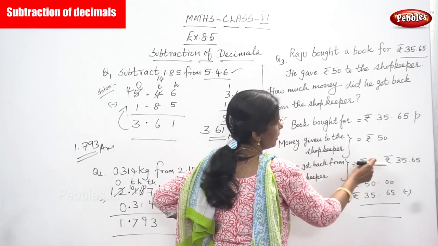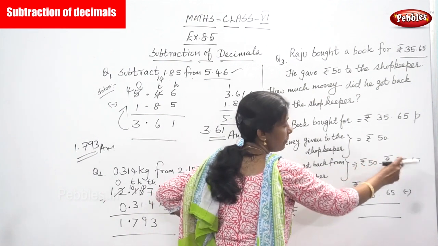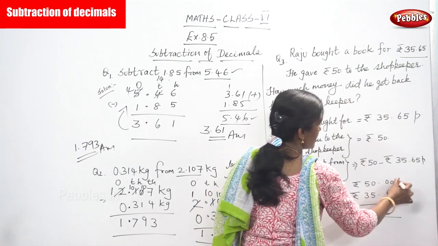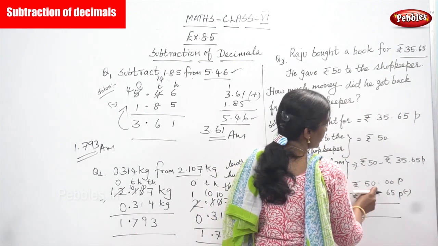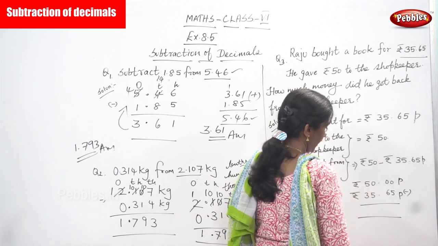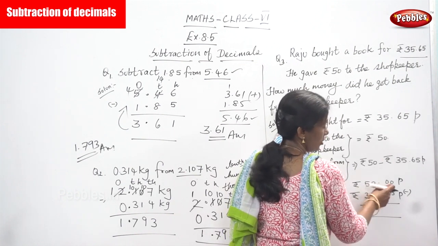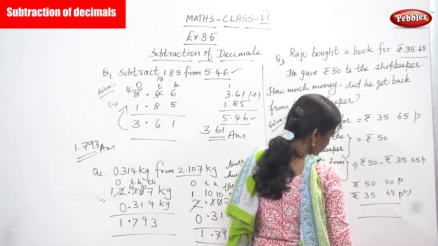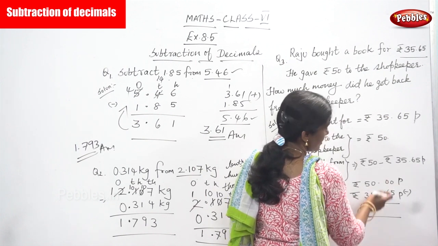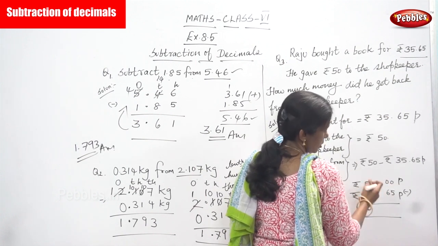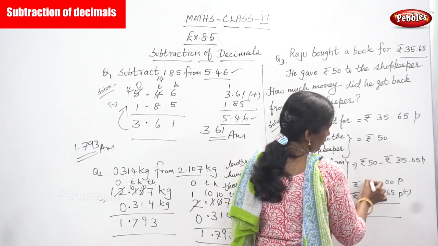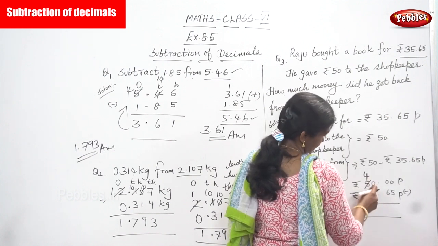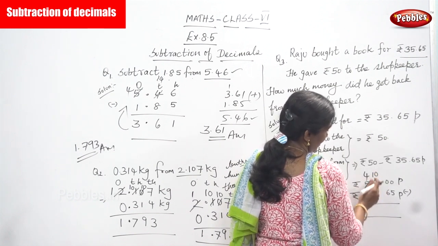So from rupees 50 you have to subtract rupees 35.65. This is paise and this is also paise. From 50 you subtract 35 rupees 65 paise. So here for 65 paise there are no digits, that is the only reason I add 0 0 for the paise. So 0 minus 5 is not enough to subtract. Here also 0 is not enough to subtract. So you have to borrow from 5. I have to borrow only 1. So this 5 becomes 4, this 0 becomes 10. So now this is 10.